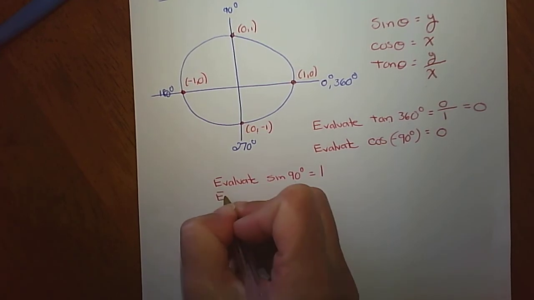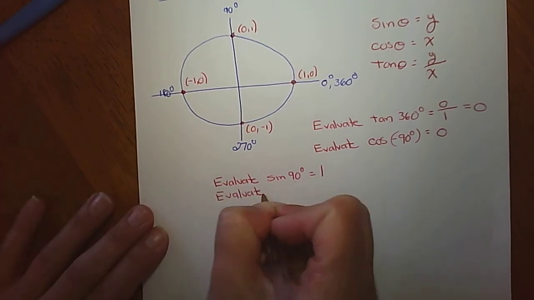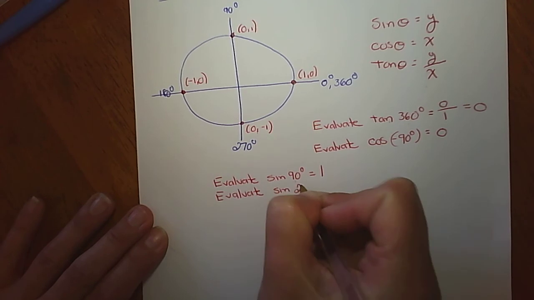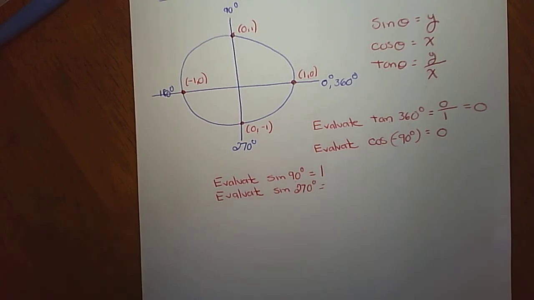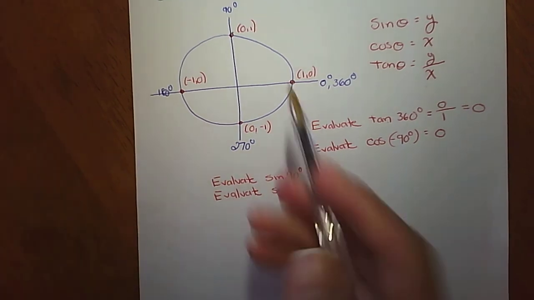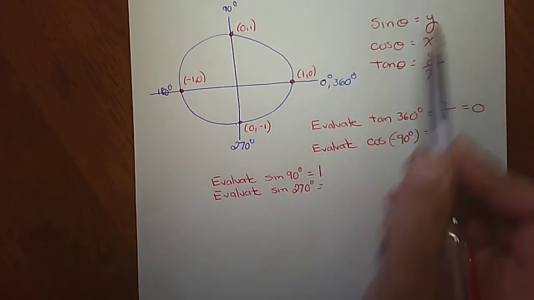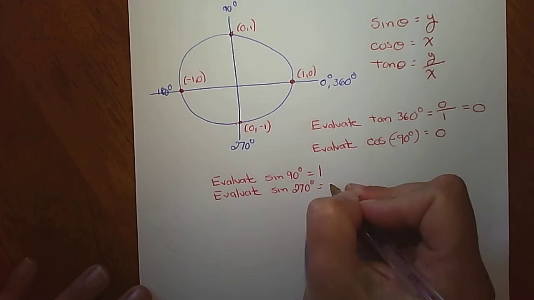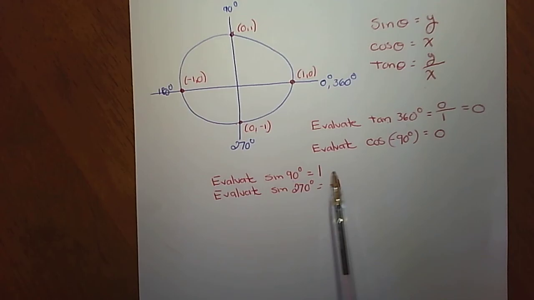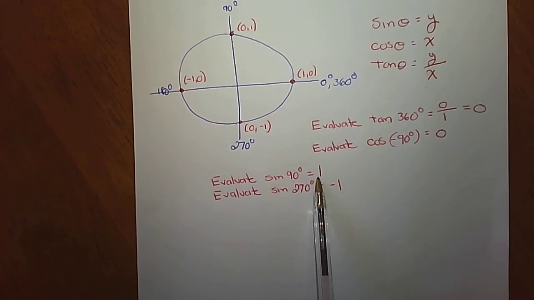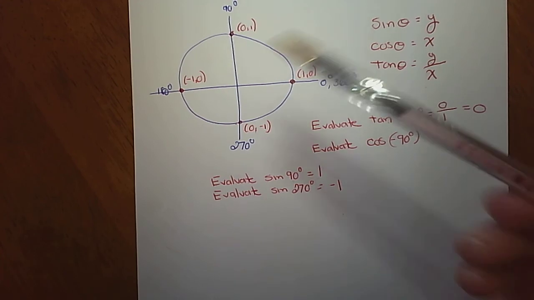Then if I ask you to evaluate sine at 270, what would that answer be? Well, 270 is down here. Sine is the y value, which would be negative 1. All right, now notice how these are both 1s, but one's a positive 1 and one is a negative 1. Okay, well check that out.